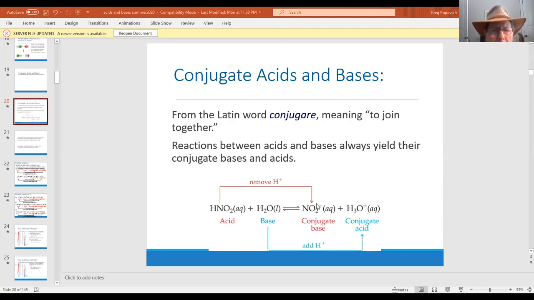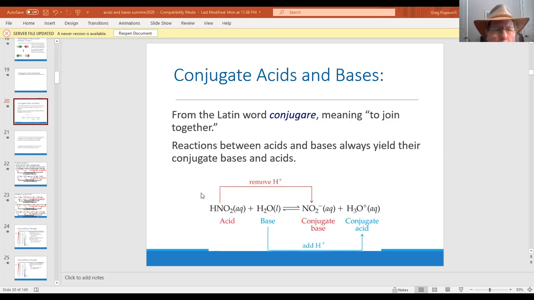So in effect, one of the products can accept the hydrogen back and regenerate the reactant. The other one, the conjugate acid, can donate that hydrogen to the other one. So when it donates the hydrogen, it becomes the conjugate acid. Easy way to figure this out. Look at the acid.